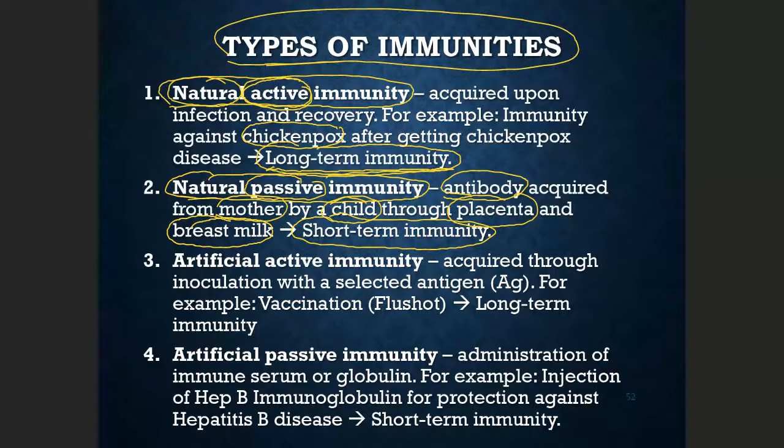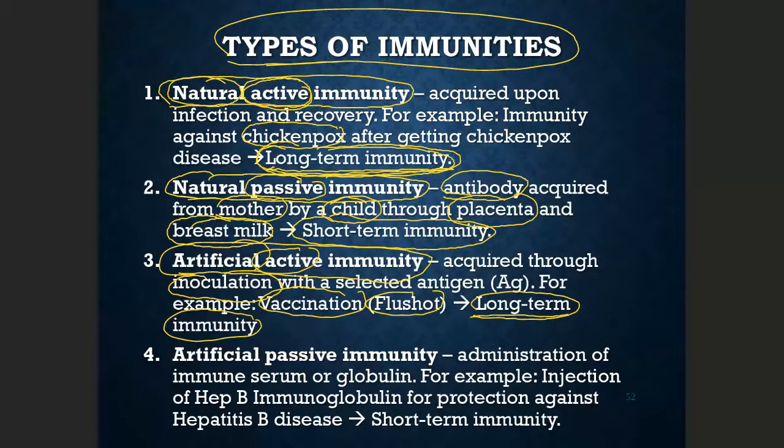Artificial active immunity. So artificial means injection. So it's going to be acquired through injection or inoculation, like vaccination, for example, or a flu shot. This is artificial. It becomes active because the one that is injected is actually part of the microorganism. So our body will create the memory cell. It becomes long-term immunity. Okay, so chickenpox immunization or vaccination will create long-term immunity, just the same as coming from natural active immunity.